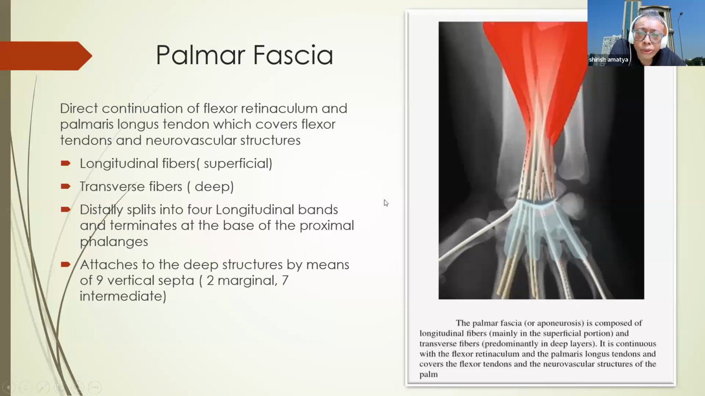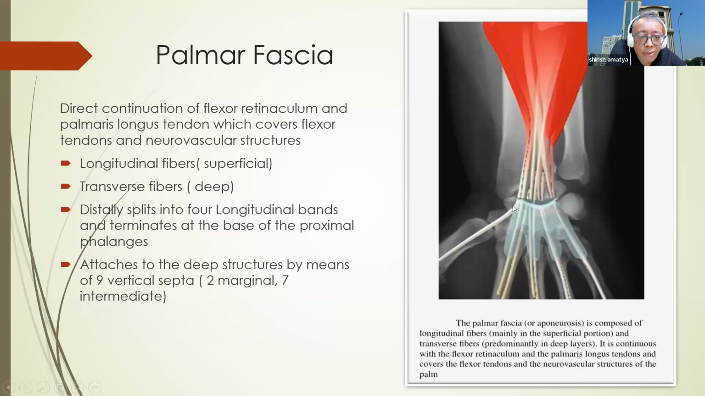As we all know, the palmar fascia is basically a direct continuation of the flexor retinaculum and palmaris longus tendon over the palmar aspect of the hand, and it covers the flexor tendon as well as the neurovascular structures of the palmar aspect of the hand. It consists of longitudinal superficial fibers as well as deep transverse fibers, and distally the palmar fascia splits into 4 different bands, and these bands are attached to the proximal phalanx.